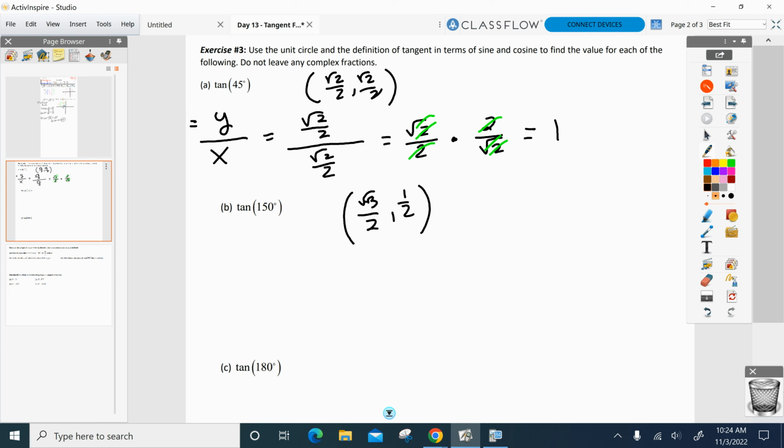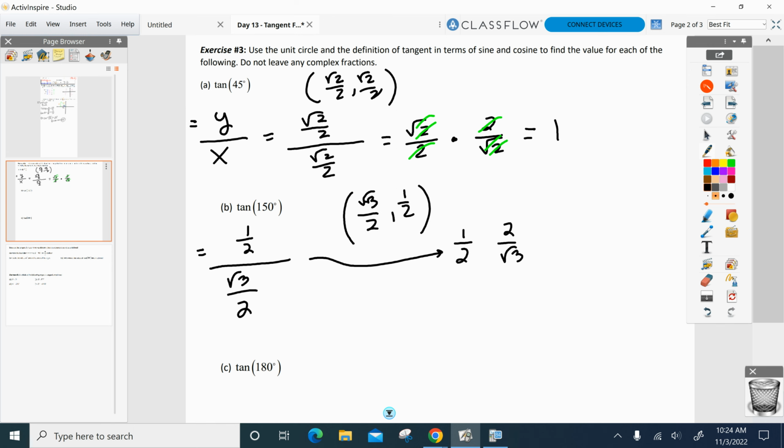Tangent is y, 1/2, divided by the x, radical 3 over 2. What do I do to the 1/2? Keep. Flip the 2 over, flip the radical 3 over 2 and change it to? 2 over radical 3.